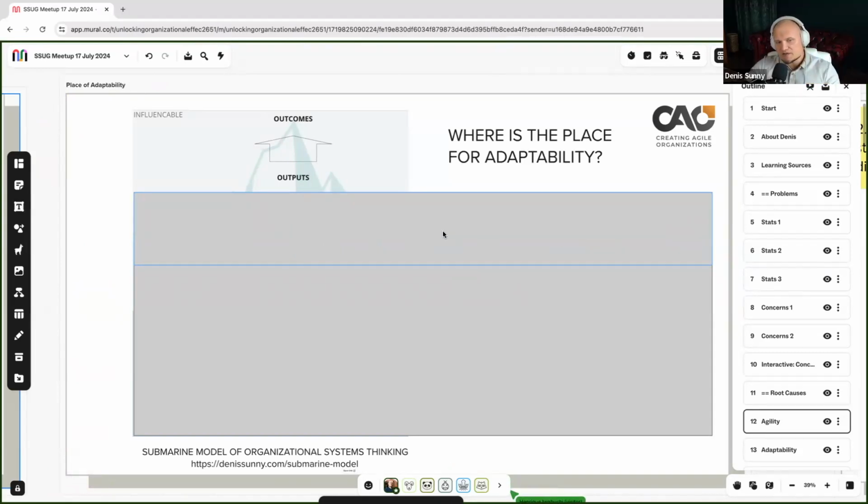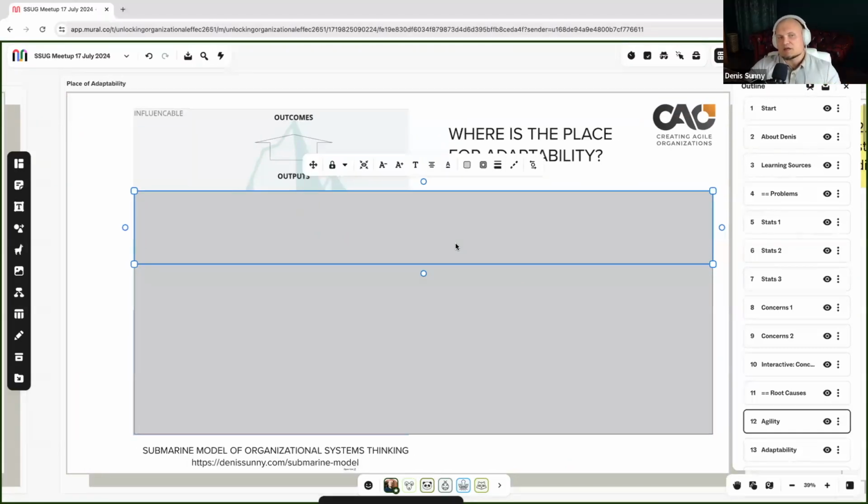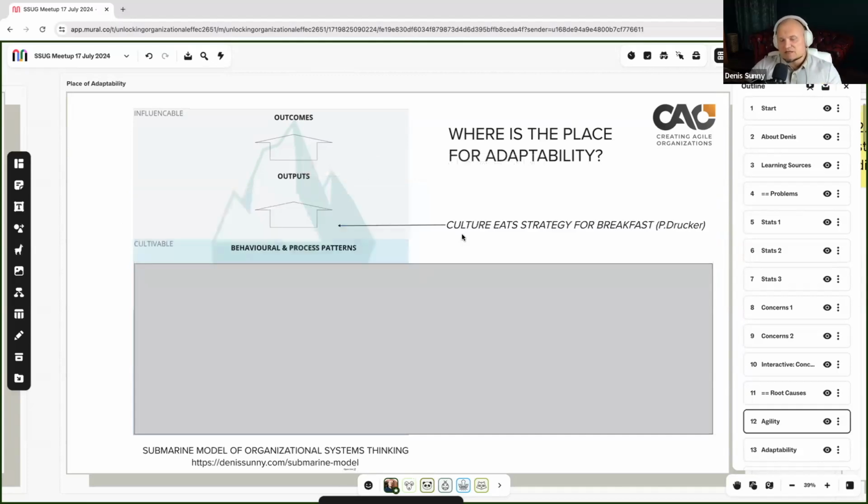I will provide this example based on the submarine model of organizational system thinking, which is a derivative of the iceberg model of system thinking, if you know it. Outputs are the source for outcomes. Of course, on the top we have what the business is created for, some business outcomes. And those are the result of producing some outputs. Simple. But what else? That is driven by the behavioral and process patterns that are cultivated within your organization.